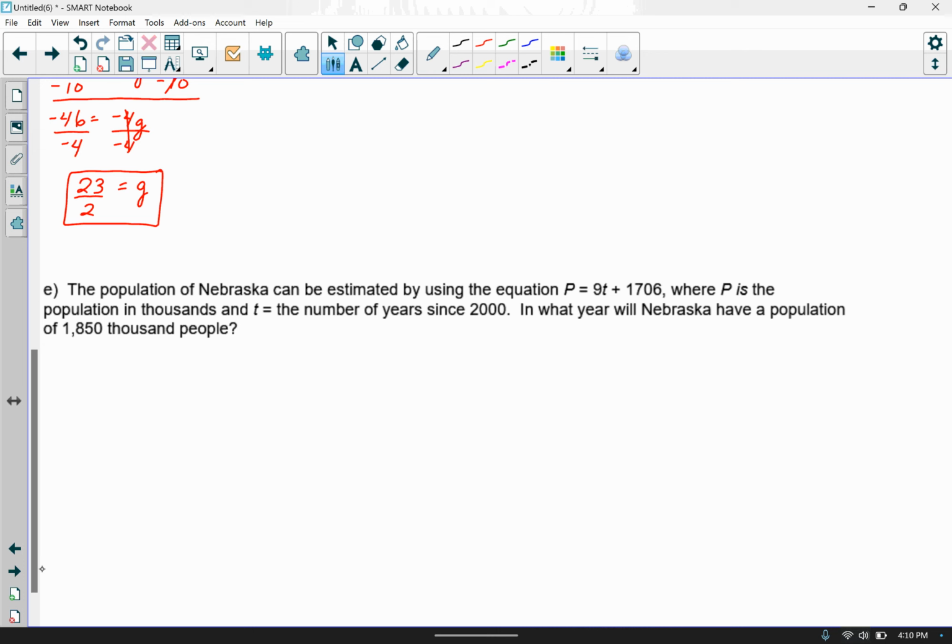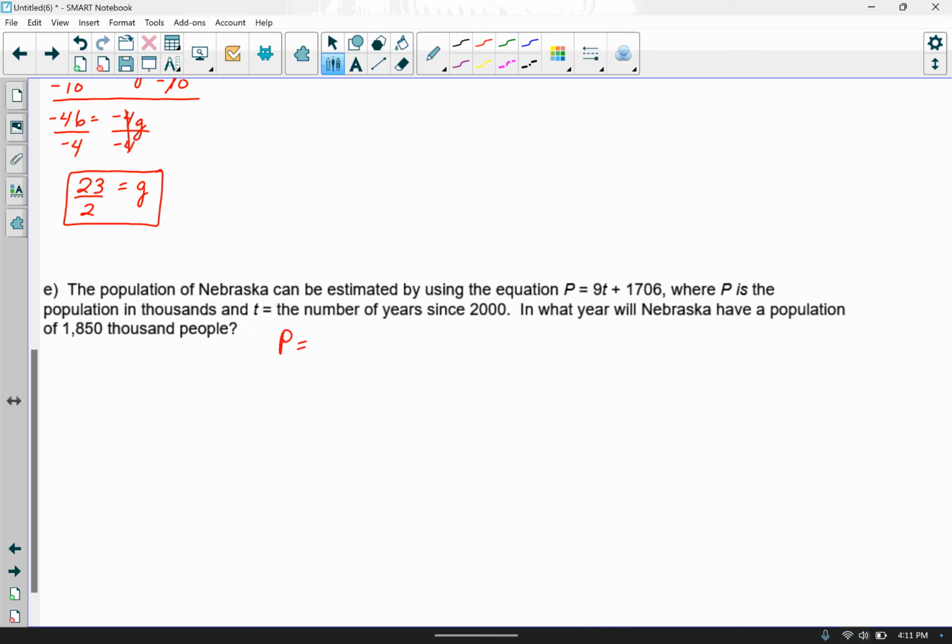Let's come on down to letter E. Letter E is really just a word problem, but it's right in line with what we've been doing here in this set of notes. It says the population of Nebraska can be estimated using this equation here, where P represents the population in thousands, and T is the number of years since 2000. He wants to know, in what year will Nebraska have a population of 1,850,000 people?